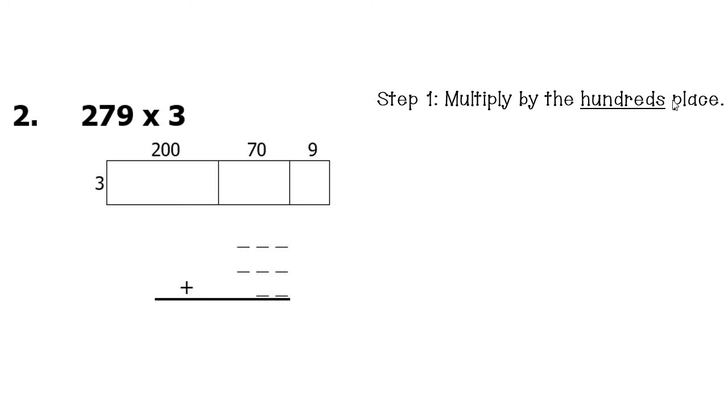Step 1 is to multiply the hundreds place. So we'd multiply 200 times 3. That would be 2 times 3, which is 6, and add 2 zeros to the end. 200 times 3 is 600.